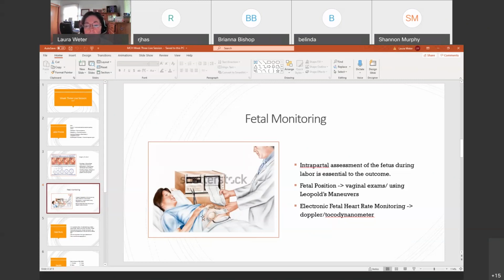Another way that we do it is by the positioning of baby. Where is baby? What's the positioning? Well, that's very, very important because if baby is not in the appropriate position, then delivery is going to be complicated. Okay, it may not even be able to happen in the vaginal sense if baby's not positioned appropriately. Okay, so we do vaginal exams. We also do the Leopold's maneuvers. All right, so tell me what the Leopold's maneuvers are. Does anybody know what those are?